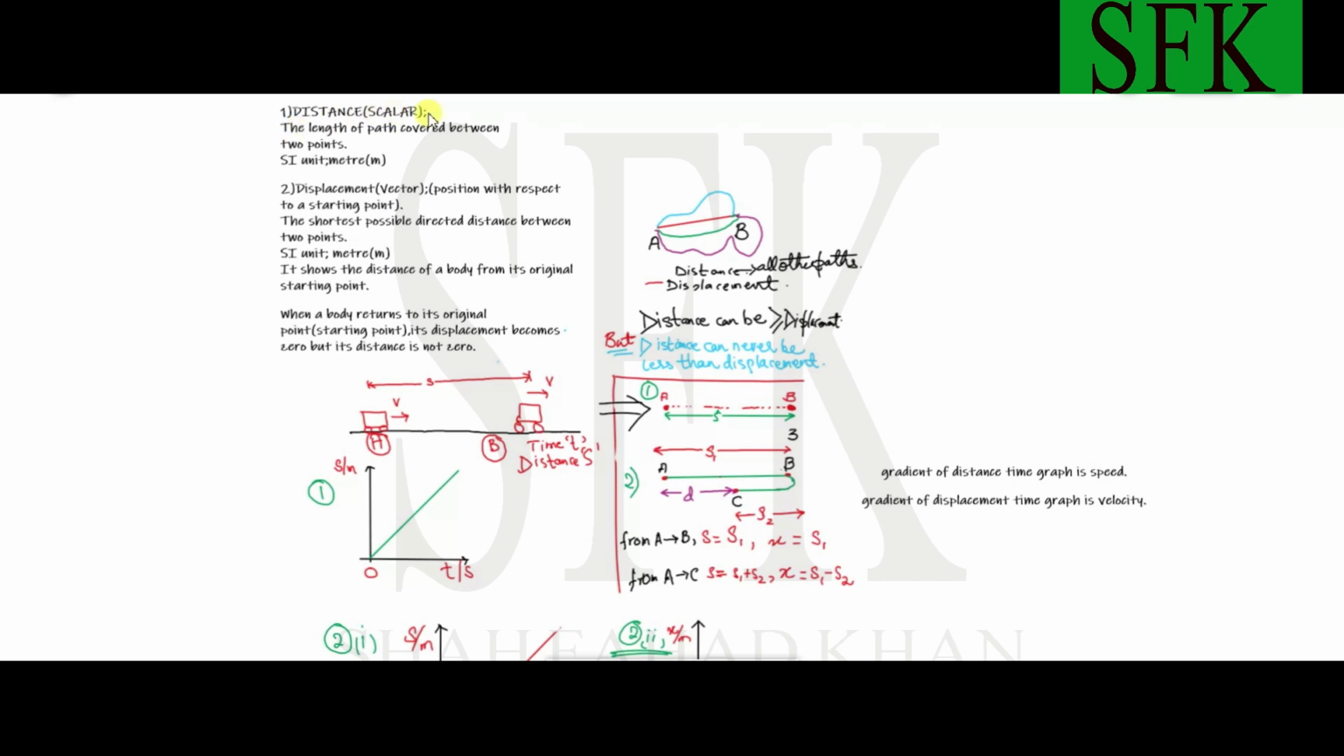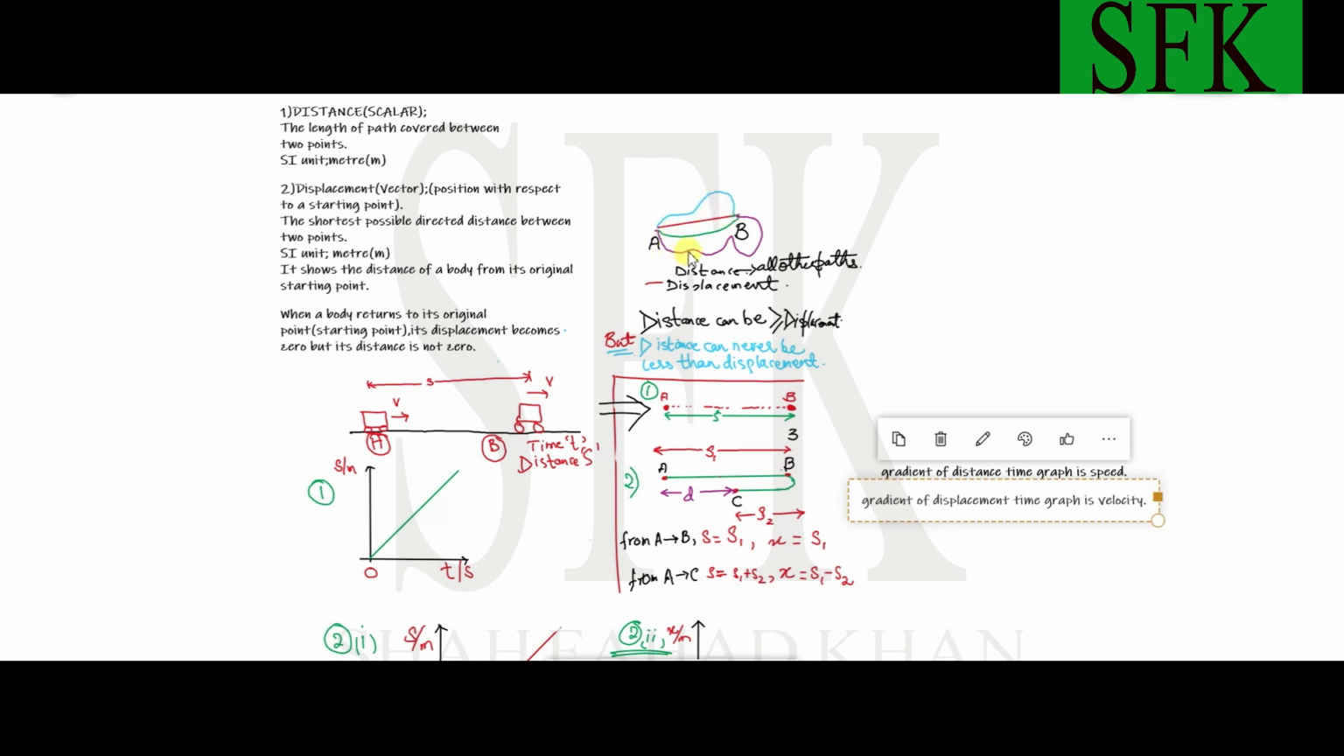Okay, so distance. What's the definition of a distance? So distance is basically the length of the path covered between any 2 points. Its SI unit is meter. So let's say we have these 2 points A and B, and any path that is covered, the blue path, if I have some particle and it travels from A to B following the blue path, then the length of this blue path would be its distance.